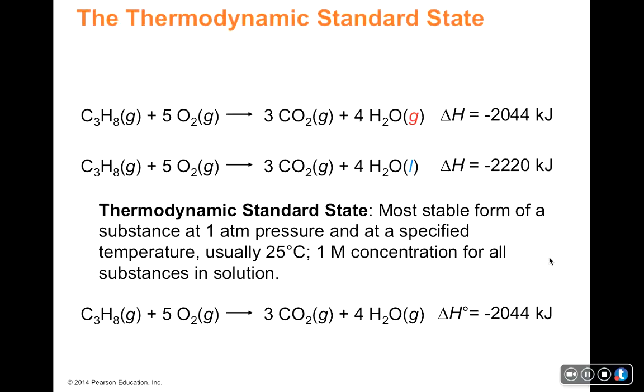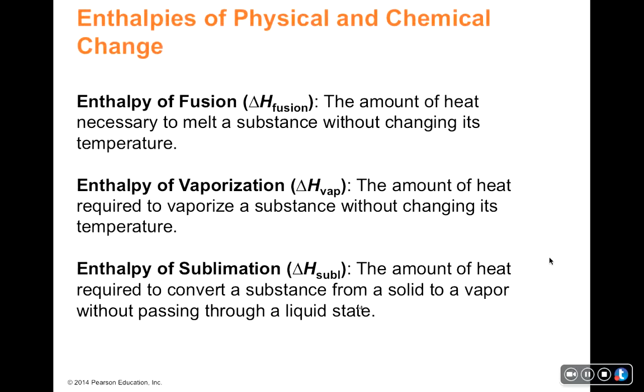Oh, and I should say that if any of your values are measured at the standard state, then you'll see that little degree symbol as a superscript. So on the bottom, where you see the C3H8 gas plus 5 O2 gas, giving 3 CO2 gas and 4 H2O gas, it's giving you the standard enthalpy change, and that's minus 2,044 kilojoules. So you see the little degree symbol after the H there on the bottom. That indicates that you're doing that at a standard state.